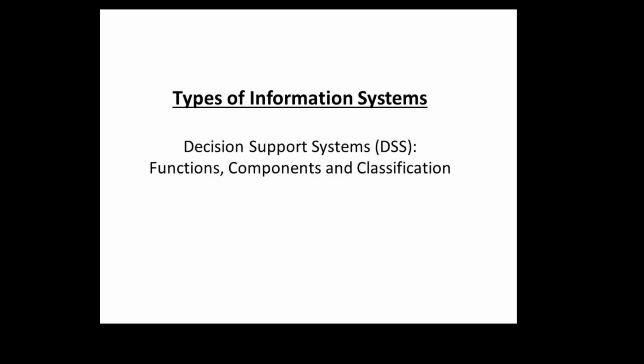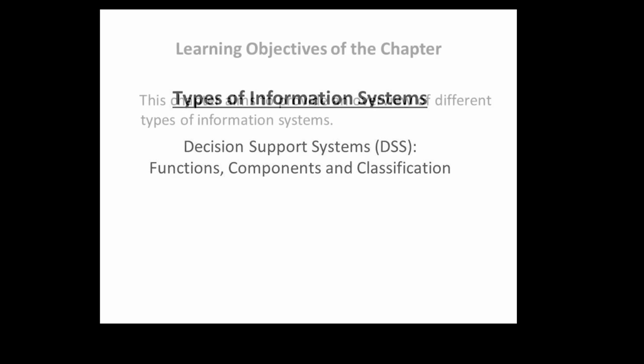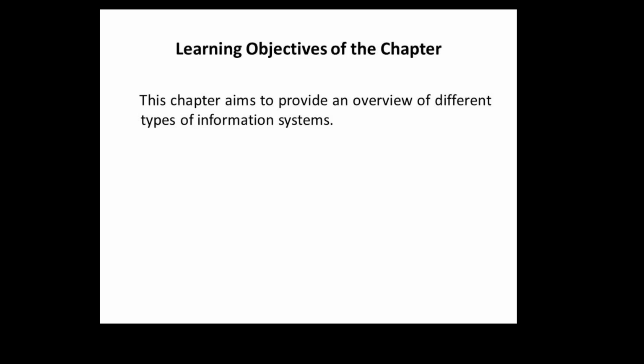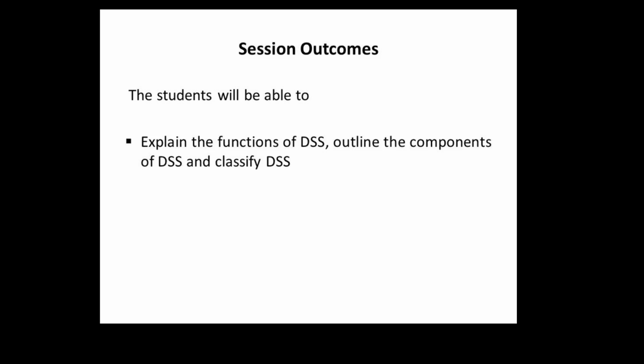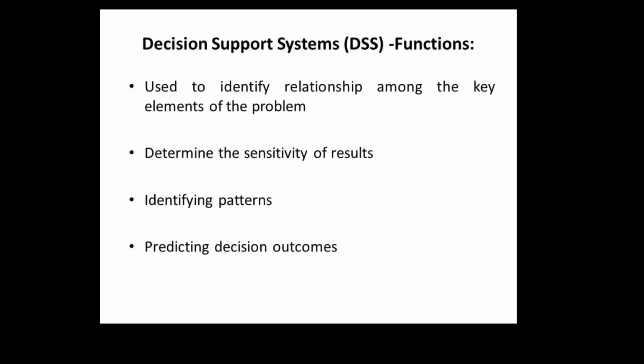In the types of information system, under the second unit, in this session we are going to discuss decision support system, DSS, its functions, components and classification. The learning objective of the chapter is to provide an overview of different types of information system. The session outcome: the students will be able to explain the functions of DSS, outline the components of DSS and also its classification. Now let us come to the discussion part of this session.